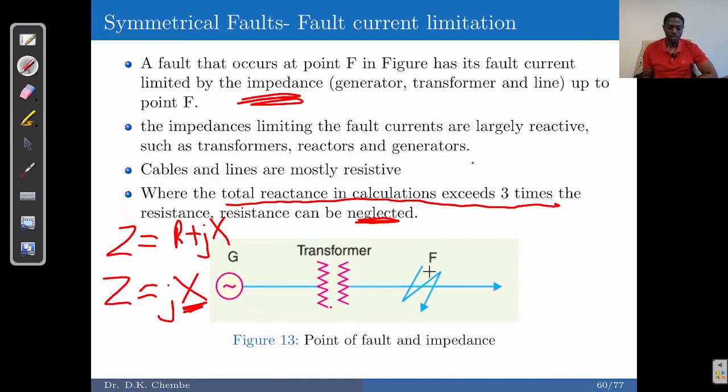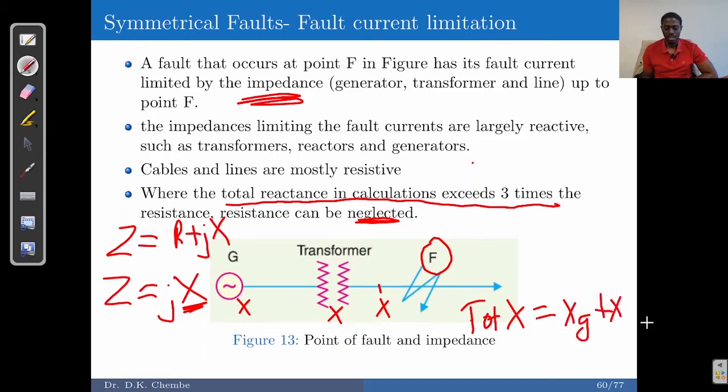So if you have a fault at point F, then you have to consider the reactance of the generator, the reactance of the transformer, and the reactance of the line. Those reactances have to be summed up to come up with a total reactance. Total reactance should be the reactance of the generator plus the reactance of the transformer plus the reactance of the line. And this forms the total reactance that is limiting the flow of current up to this point of fault.